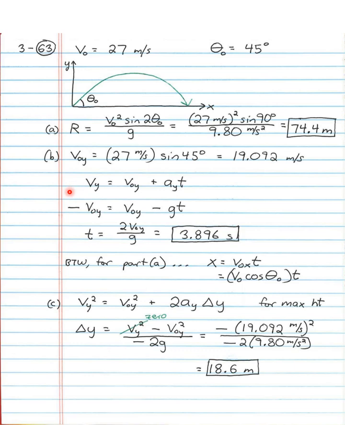So I'm replacing v sub y with negative v naught y. So we have negative v naught y equals v naught y, and in place of acceleration in the y direction, I'm going to say plus negative g, because I've made up be the positive y direction, so acceleration is negative g. And now I can solve for t. It's 2 times v naught y over g, and we get 3.896 seconds.